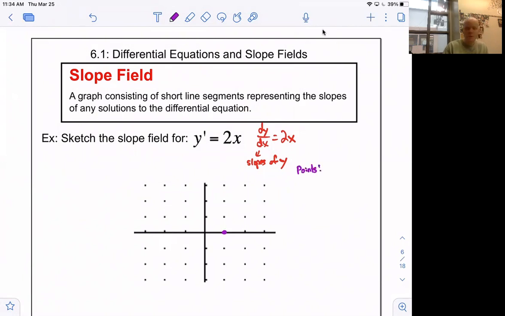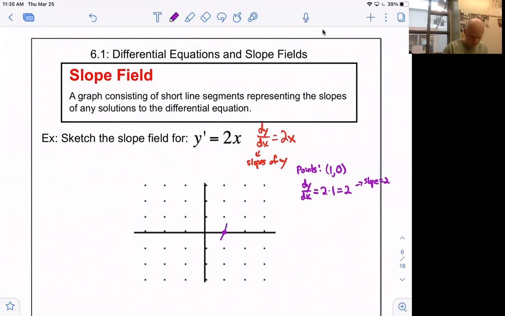I'm going to write out what we're doing, but very quickly you'll get the hang of it and you'll start to do stuff in your head. So the first point I'm going to plug into my differential equation is (1, 0), this purple point right there. According to my differential equation, dy/dx would be 2 times 1, which equals 2. The x coordinate's 1. So this tells me that the slope at this point is 2.